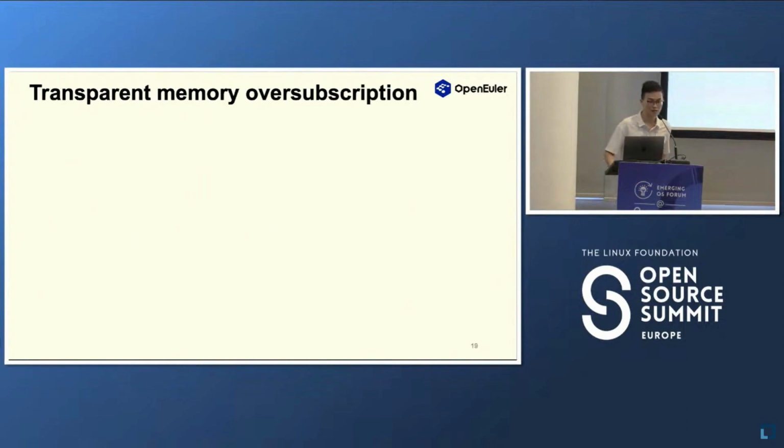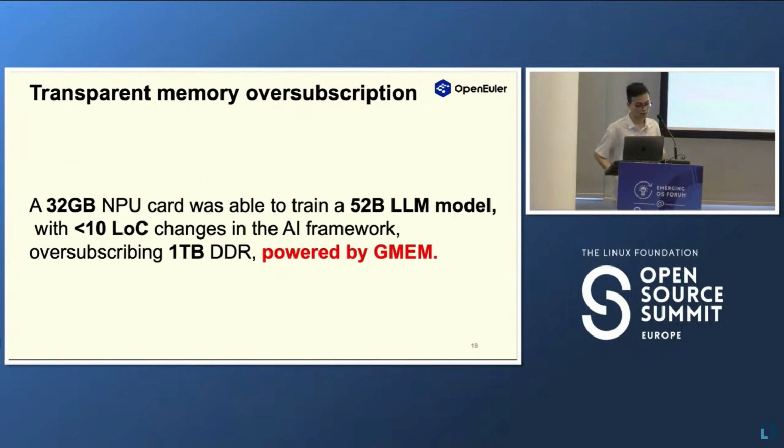GMEM also enables transparent memory oversubscription. In one sentence, a 32 gigabyte HBM NPU was able to train a 52 billion parameter LLM with only 2 lines of code changes in the AI framework. It oversubscribed 1 terabyte of CPU DDR, and it's powered by GMEM. We also made some comparison between GMEM and NVIDIA's UVM driver, but we are not releasing the numbers now. But the numbers are quite convincing, quite positive.